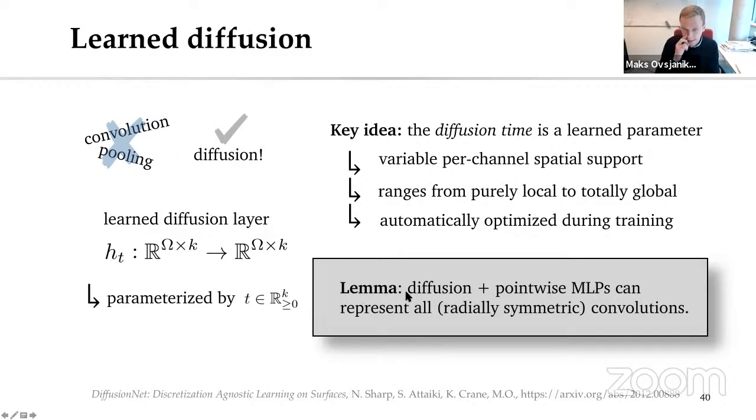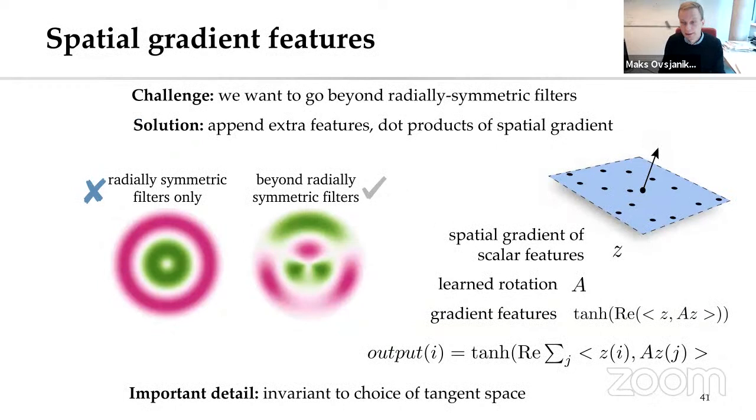There's a nice lemma that was shown by Nick. Nick Sharp is the first author in this work. It states that diffusion plus pointwise MLPs can represent all radially symmetric convolutions. So basically, it's equivalent: either you have radially symmetric convolutions or you have diffusion plus pointwise MLPs. So this is the first building block.